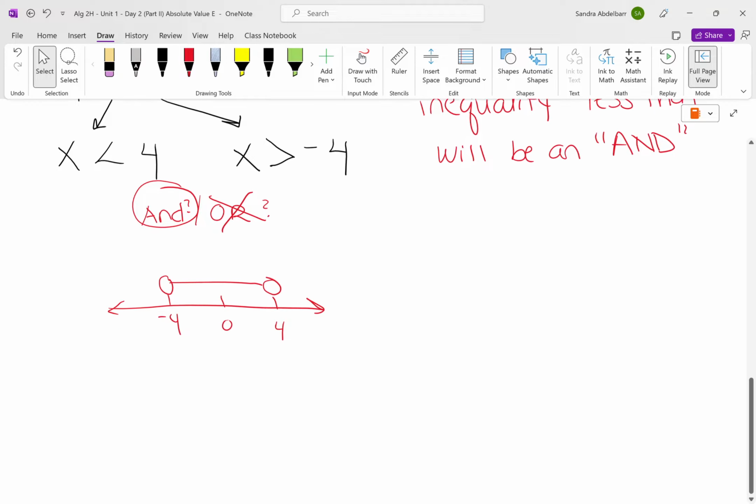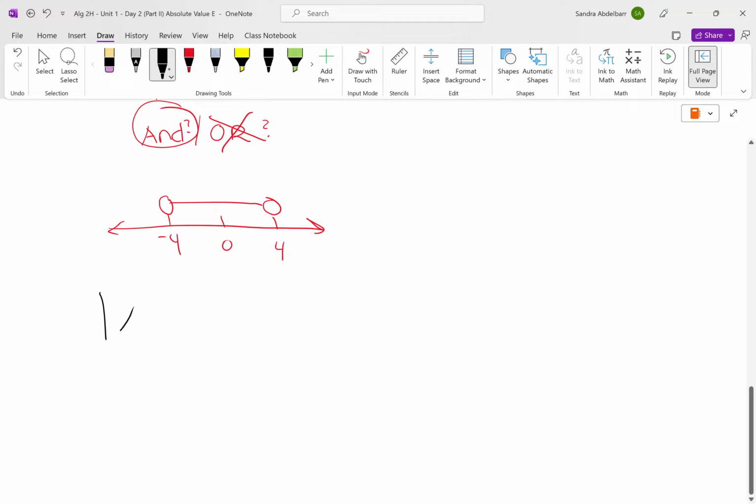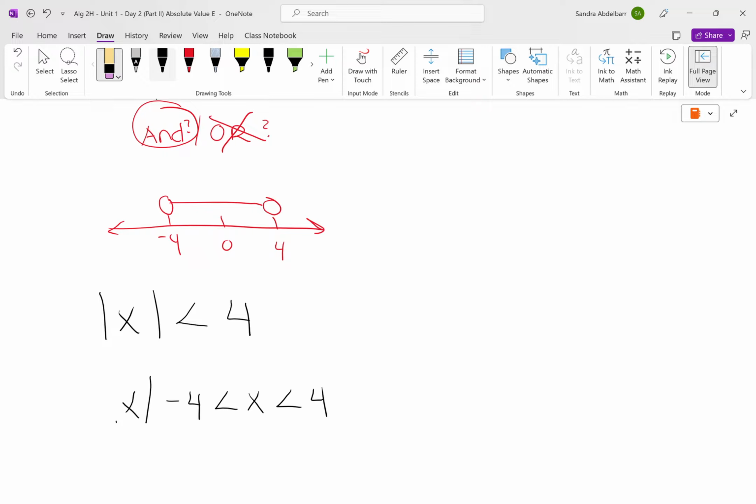All right, so now let's see. What would be our solution here? Just to sum this up, the absolute value of x is less than 4. Our solution set would be x such that x is less than 4 or, oh, sorry, not or. Actually, no, that's not how we're writing it. We're going to write it as one inequality altogether: x such that -4 is less than x, which is less than 4. There we go.